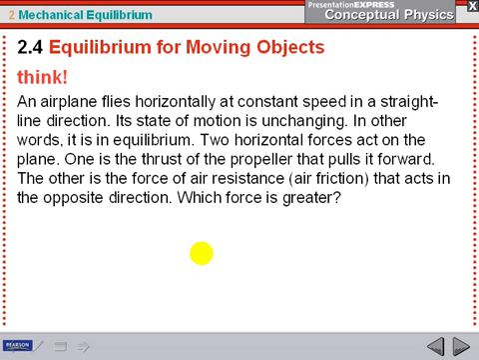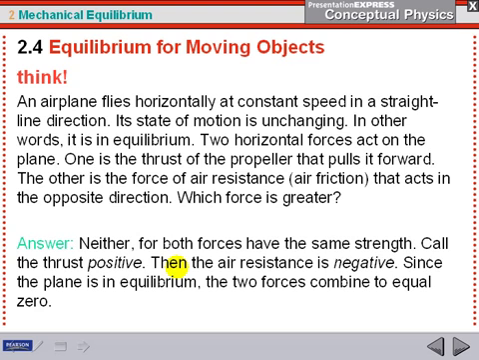Two horizontal forces act on the plane. One is the thrust of the propeller that pulls it forward. The other is the force of air resistance, or air friction, that acts in the opposite direction. Which is greater? Well, the answer is neither, because they cancel each other out. They have the same strength, and one we would call positive, the other we call negative. The plane is in equilibrium, so the two forces combine to equal 0.